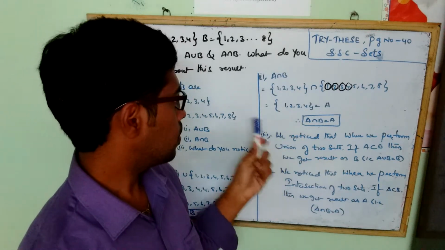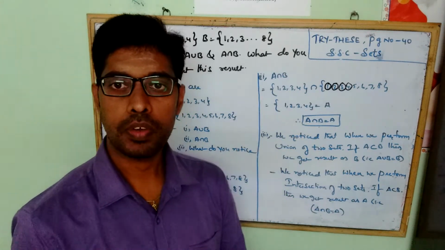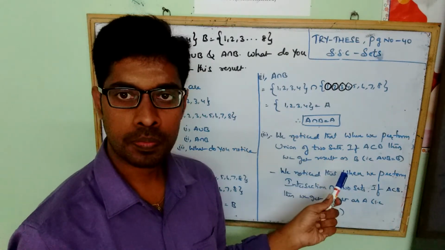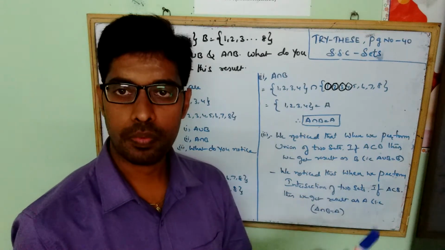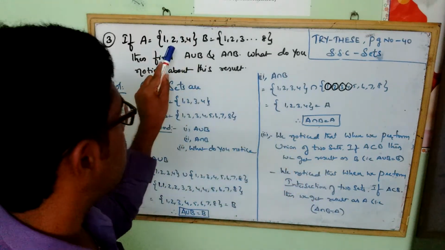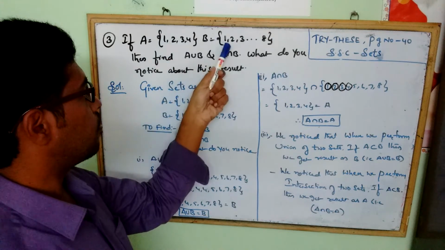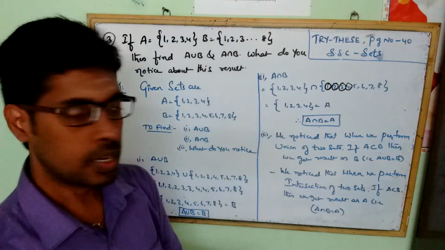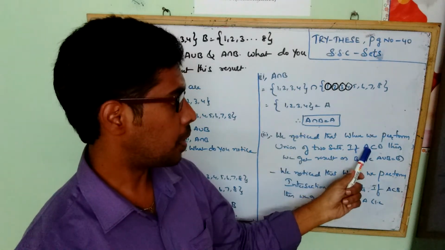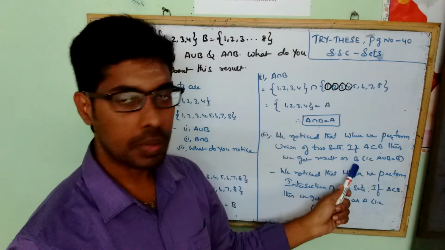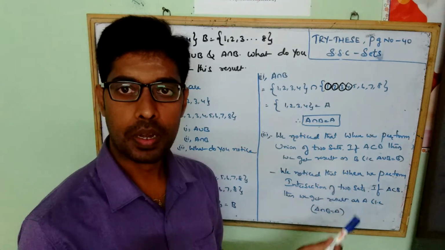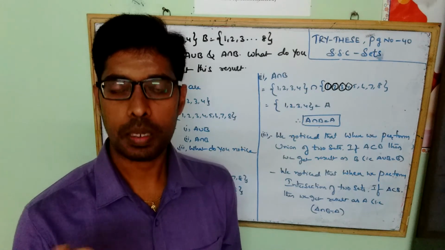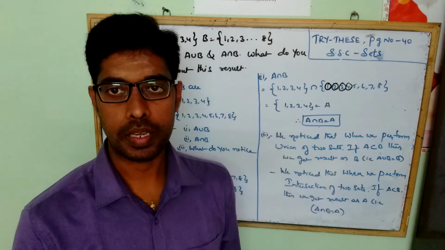Now coming to the third one, they are asking what do you notice. We notice that when we perform the union of two sets, if A is a subset of B, if A is a part of B, see here students, these elements are present in B also. If this situation happens, then we get the result as B only. When we perform A union B and A is a subset of B, we get the result as B.